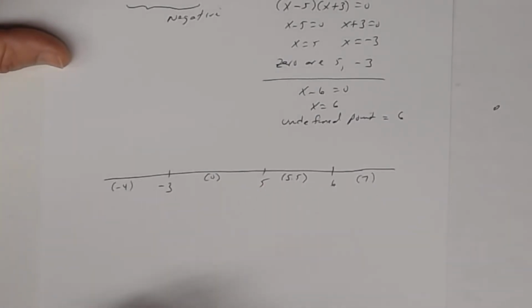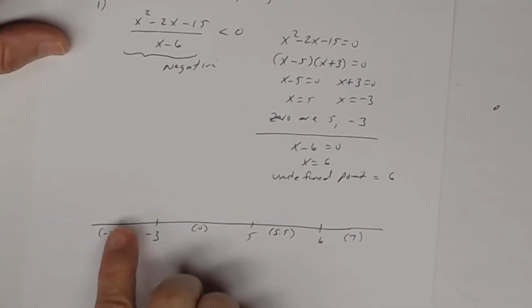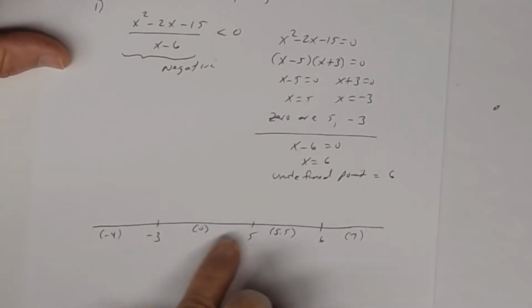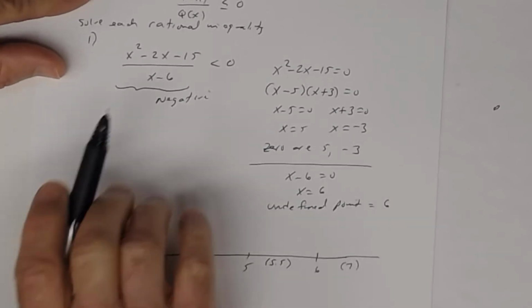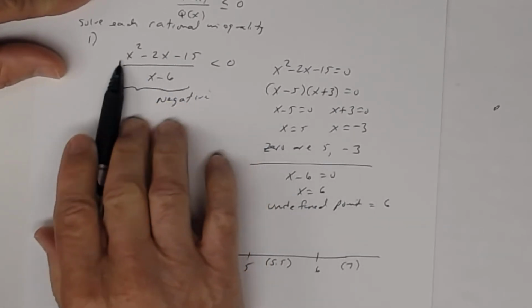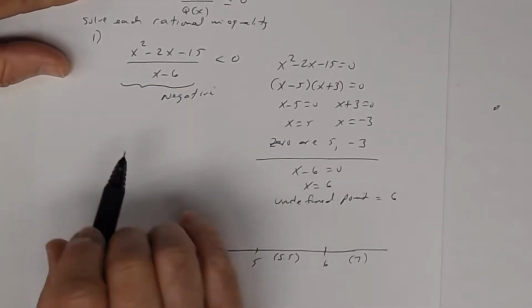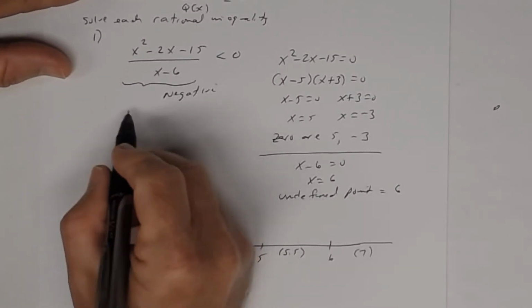I'm putting my test points in parentheses. And now the next thing you're going to do is take each of those test points, and substitute it back into the variable, and I'm going to use the factored form. So I'm going to rewrite this using the factored form.